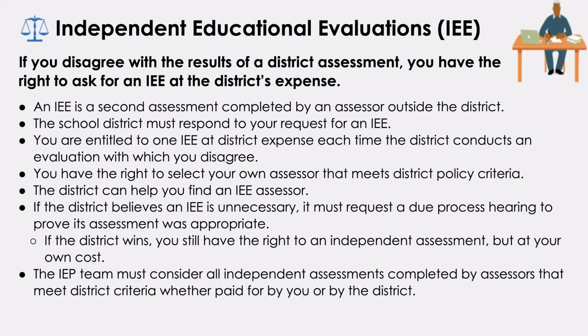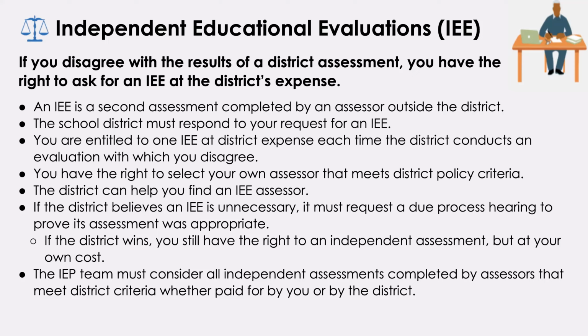Independent Educational Evaluation, or IEE. If you disagree with the results of a district's assessment, you have the right to ask for an IEE at the district's expense. An IEE is a second assessment completed by an assessor outside the district. The school district must respond to your request for an IEE. You are entitled to one IEE at the district's expense each time the district conducts an evaluation with which you disagree. You have the right to select your own assessor that meets the district's policy criteria. The district can help you find an IEE assessor.